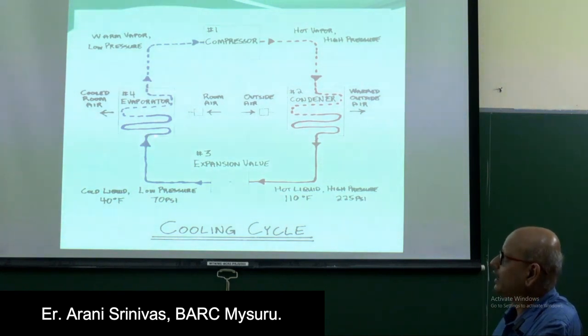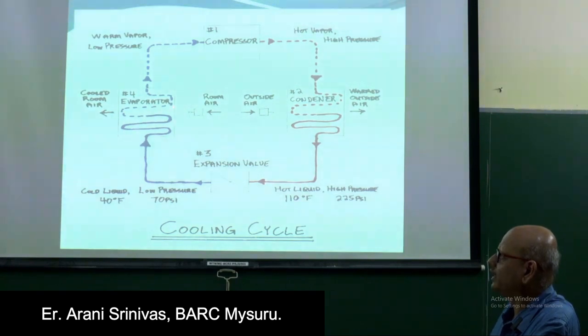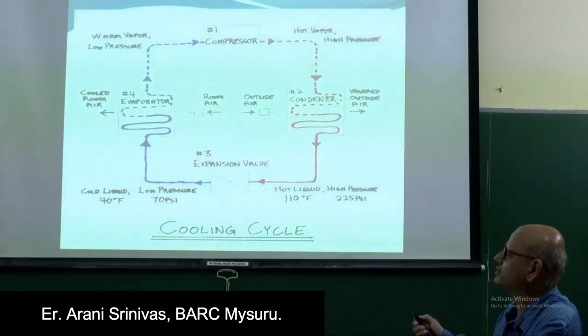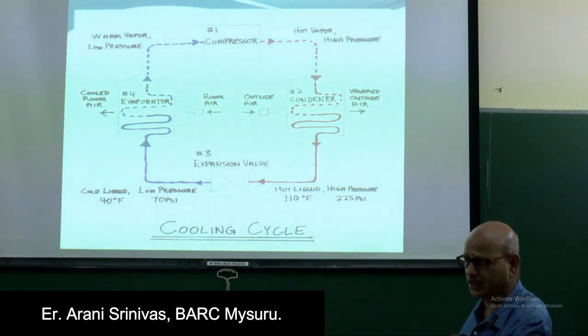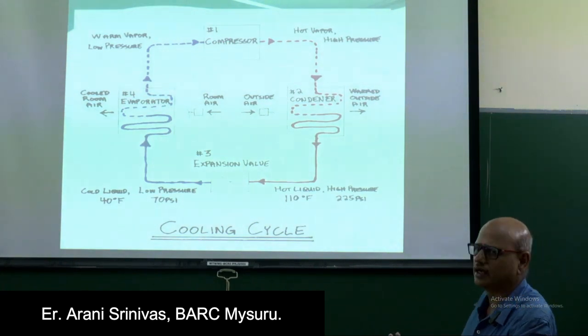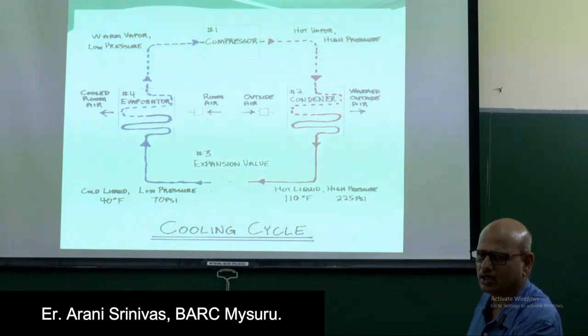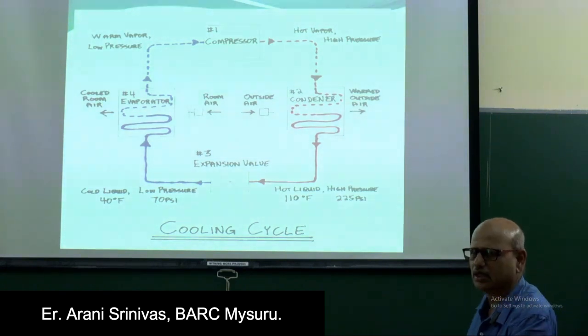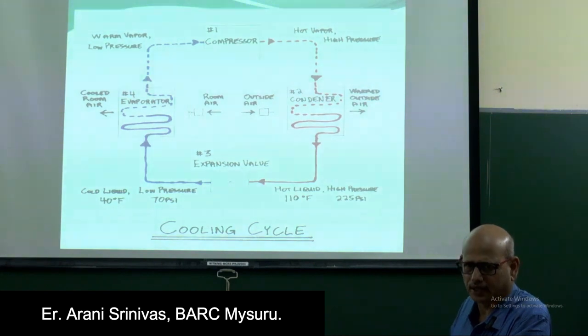This low pressure gas goes here, in the room where your evaporator is. It starts boiling, and when it boils it takes heat from the room air, becomes vapor and comes back to the compressor. So basically these four components are there in any refrigeration system or air conditioner. This is called the vapor compression cycle.